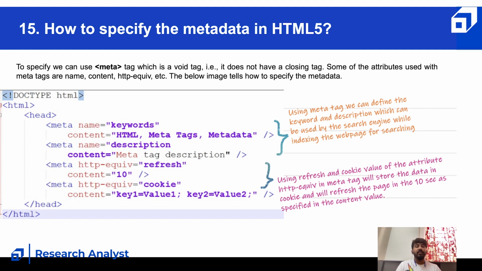And then finally, using the refresh and cookie values of the attribute http-equiv in the meta tag will store the data in a cookie and will refresh the page in 10 seconds as specified in the content value. Cookies basically help to show you relevant content within the same web page, so that whenever you visit the next time, you don't have to do everything from scratch. That's why you need cookies, and that's why it is also used in the metadata part.